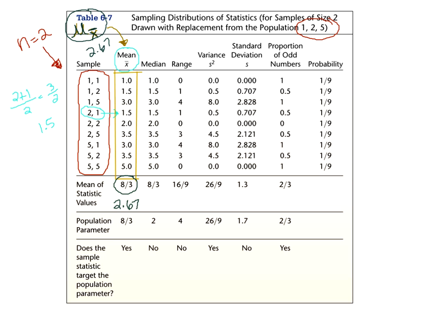Now if we just take our population, look at our population. The population was 1, 2, and 5. So what if we find the mean of our population? Go ahead and find the mean of your population. That means you're taking 5 plus 2 plus 1, and then you're dividing by how many you have there. So 5 plus 2 plus 1, and then dividing by 3, because that's how many we have. So that finds the average.